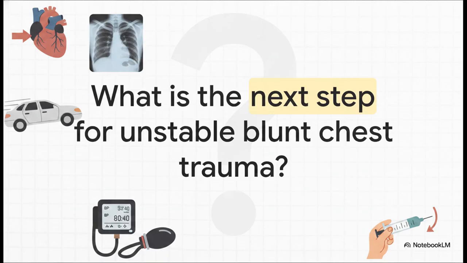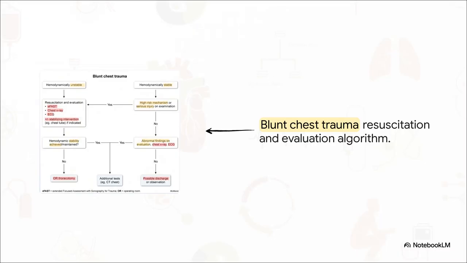You have a patient rolling into the trauma bay after a high-speed motor vehicle accident, blunt chest trauma. They are hypotensive and completely hemodynamically unstable. What is your literal next best step? Focus right here on the left side of this pathway. For a hemodynamically unstable patient, you do not send them to the CT scanner.